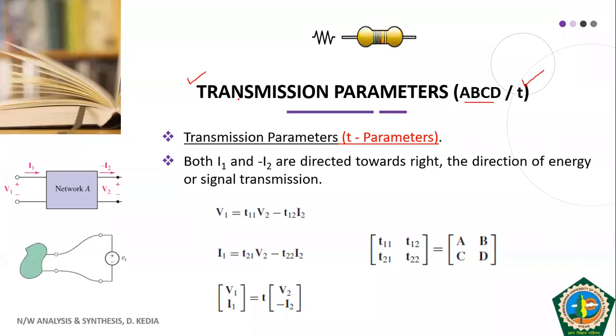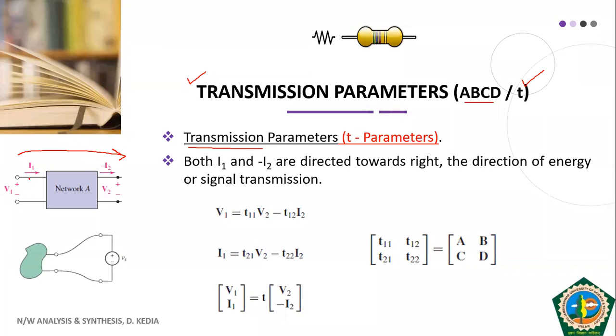And we call them transmission parameters because they are used for networks where the energy or the signal transmission is directed from input to output. You must have heard of the term transmission lines. So that's why these are named transmission parameters, because they can be used there. Okay, since from the name itself it is clear, transmission will be in one direction, you can say from input to output.